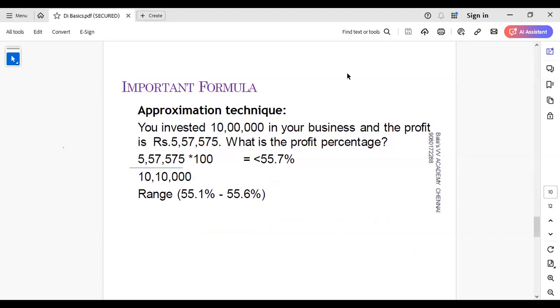When the numbers are bigger and you want an approximate answer, not an accurate answer, you can follow this model. Okay, you have invested 10 lakh in the business.